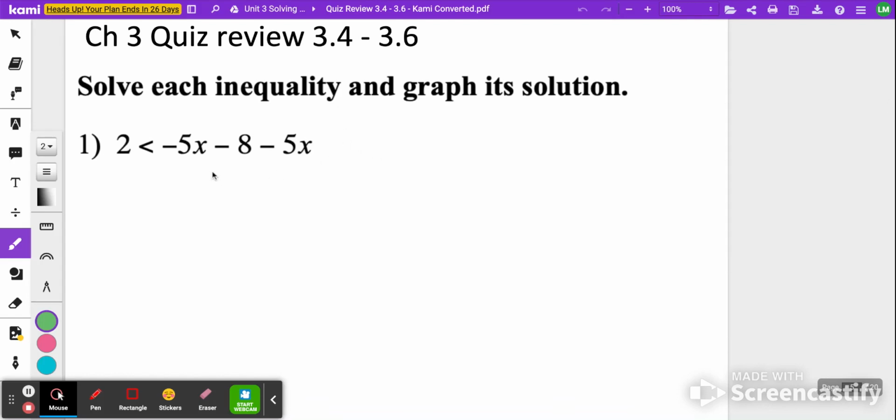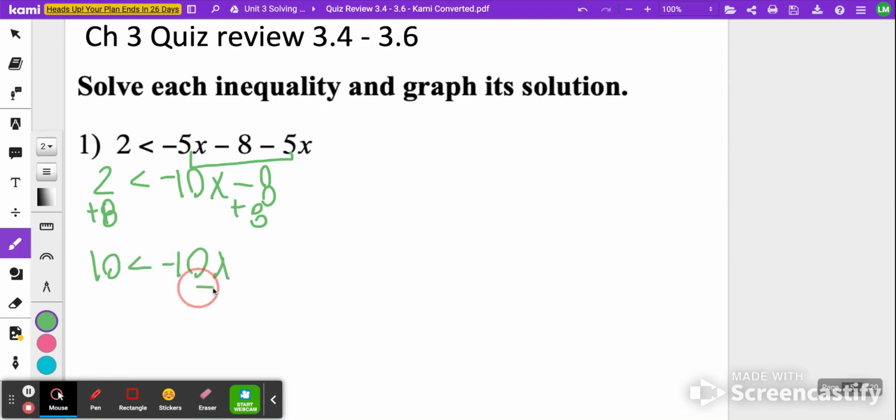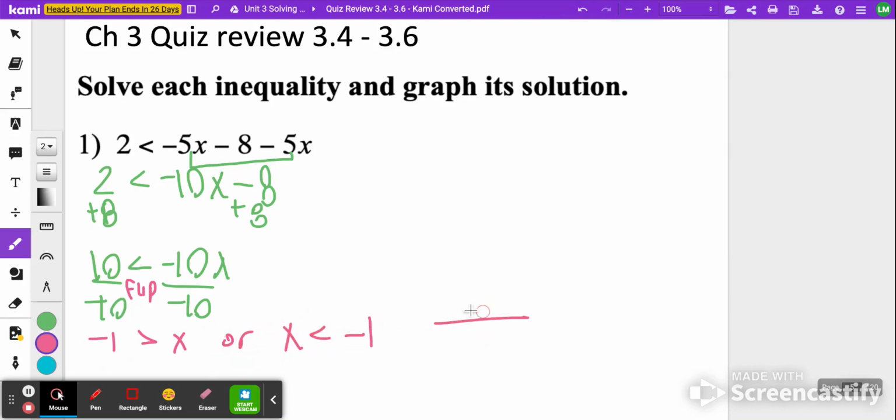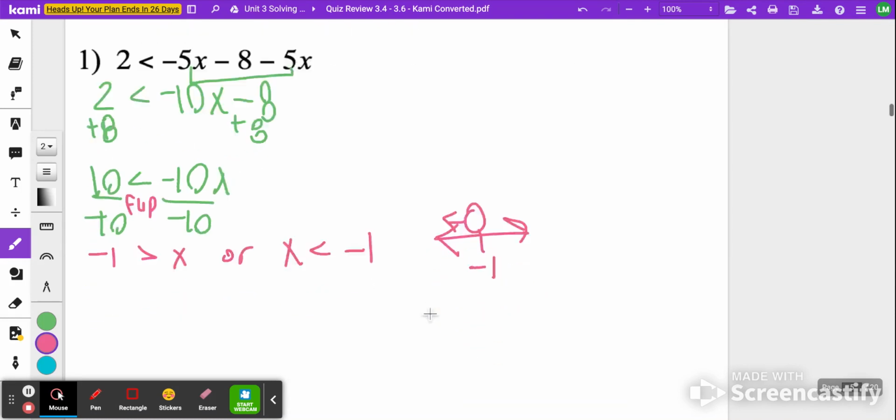The first thing we want to do for number 1 is combine like terms. So we're going to combine these negative 5x's, and that gives me negative 10x minus 8 on this side is still less than 2. Then I needed to add 8 to both sides so that 10 is less than negative 10x. Finally, I'm going to divide both sides by negative 10. But because I'm dividing by negative 10, I need to flip my inequality symbol. So I get negative 1 is greater than x, or x is less than negative 1. So that graph would be an open circle pointing left.